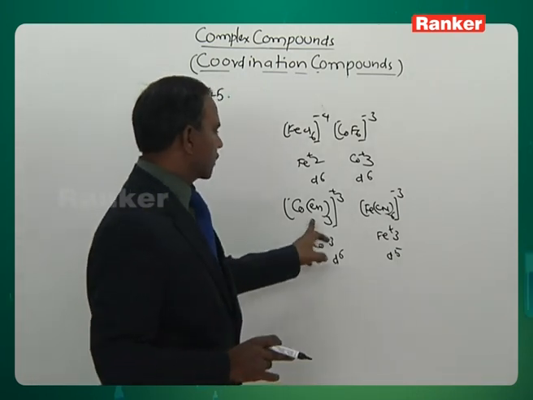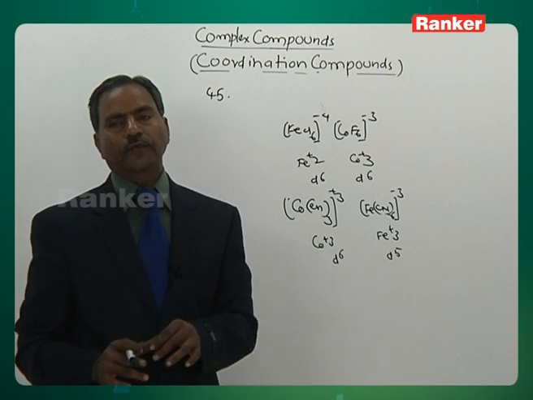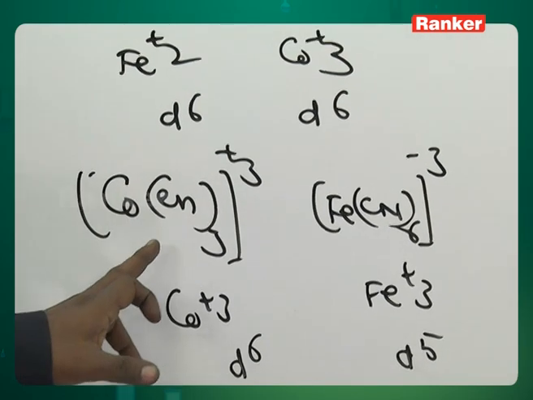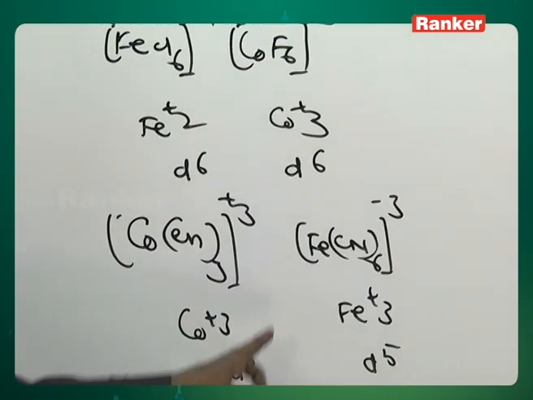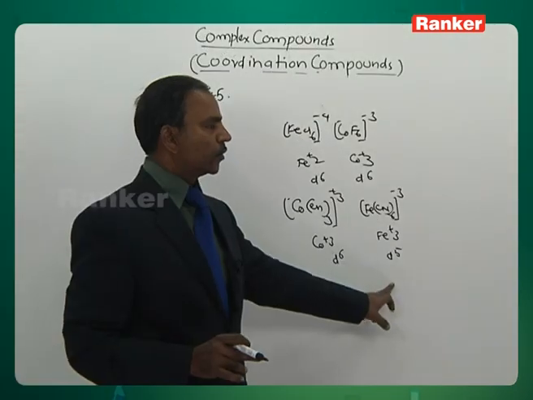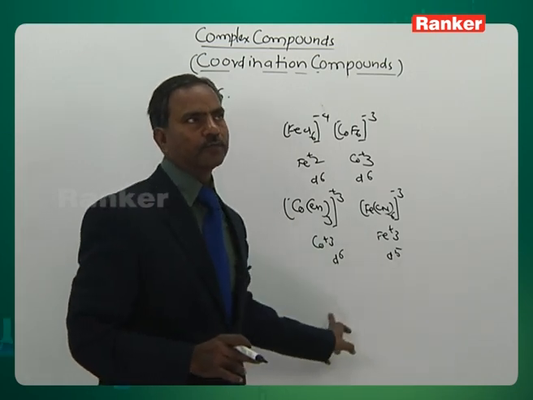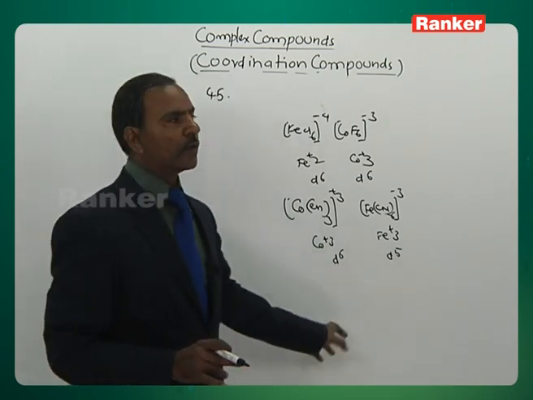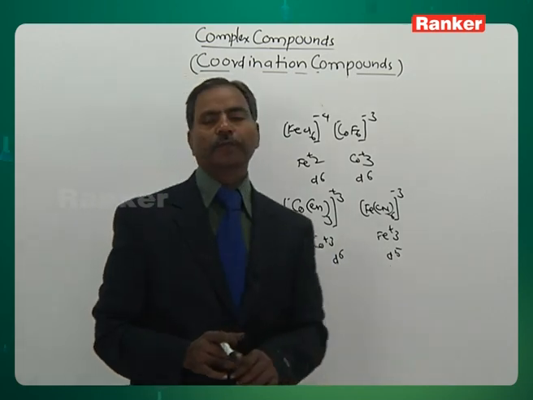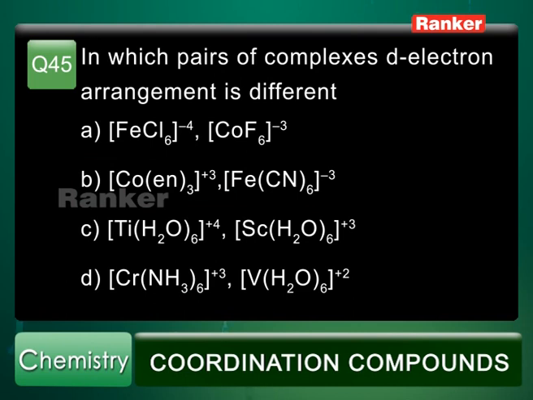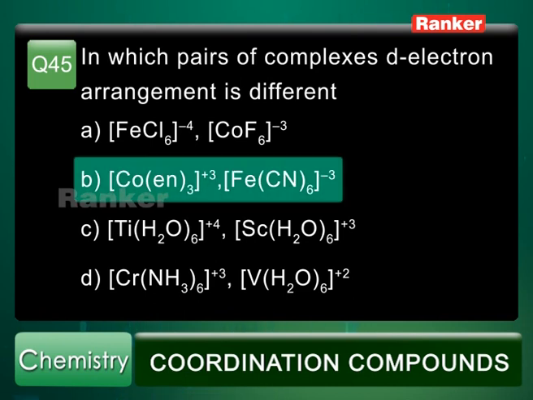In this, en and CN both are strong field ligands. The free metal ion gives a d6 arrangement in one and a d5 arrangement in the other. Both of these have a difference in the arrangement of d orbital electrons, one in d6, one in d5. Therefore, for question number 45, the answer is B.